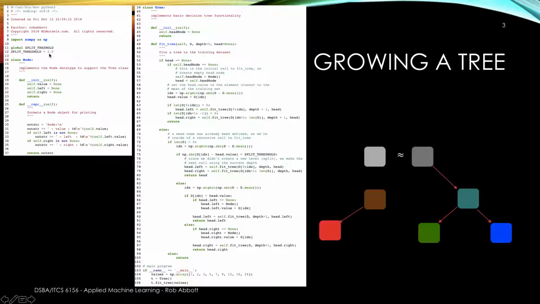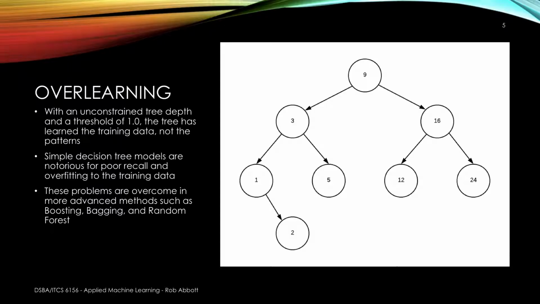And the reason you have to work it out on an example by example basis is this is a greedy method. And we'll get into what greedy method means in just a bit. But because it is a greedy method, it is not necessarily making the optimal decision. It's making the most productive decision it can at each step. So these problems are overcome in more advanced methods such as boosting, bagging, and random forest because we realize that just regular decision trees aren't really all that useful in most real-world cases.